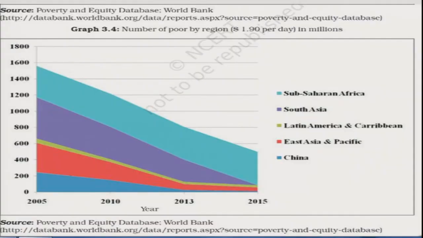Now, let us have a look at this graph also. You can see the countries which are having more poverty and how they have been able to reduce it from 2005 to 2015. Here in this graph also the same aspect is visible, that China has been able to reduce the poverty to the maximum. And it is Sub-Saharan Africa which is having the maximum number of people who are surviving on $1.90 or less than that.